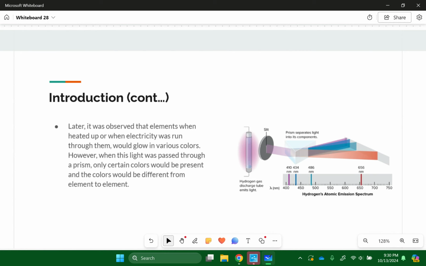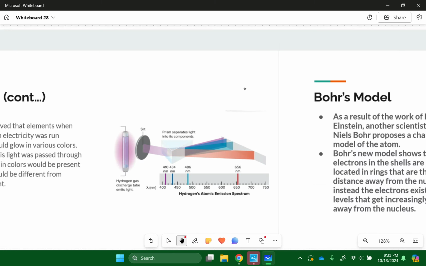So what they did was take an element that had electricity running through it, and it would glow a certain color. They would pass that light through a prism, and what they would find is that the color was made up of very specific colors in the visible spectrum. This would be different from element to element, and they really wanted to know why. Specifically, why is that different from element to element?